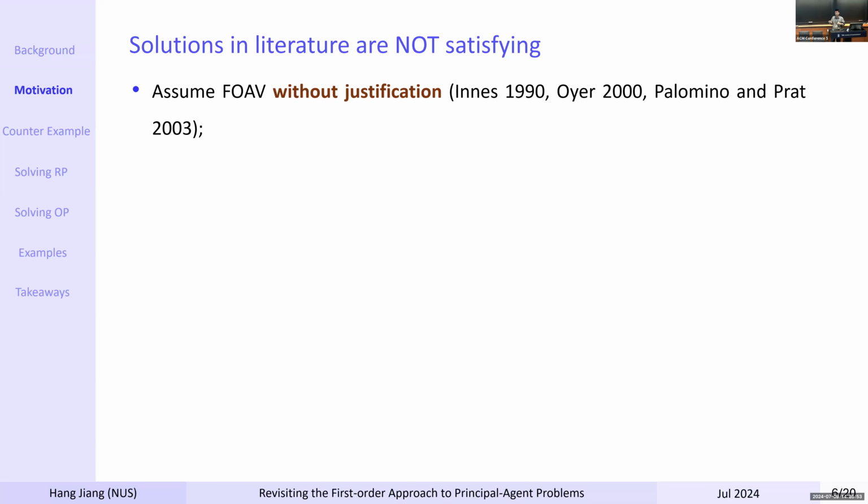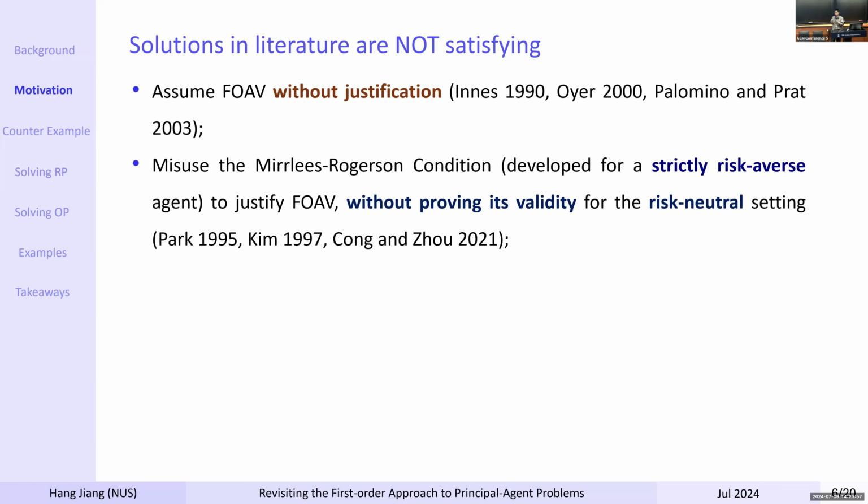So some assume that FOA is valid without justification. They just use the first order approach and assume that it's valid, and then solve the problem. But we don't know whether RP is equivalent to OP. And some do even worse, misusing the Mirrlees-Rogerson condition, which was developed for a strictly risk-averse agent. They don't prove that the risk-averse setting can directly carry over to the risk-neutral setting.